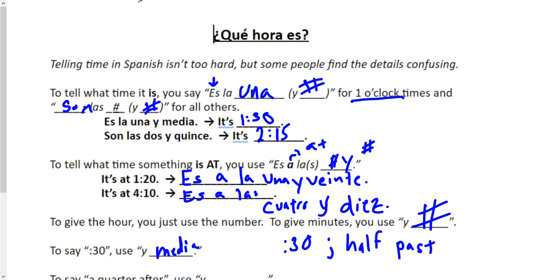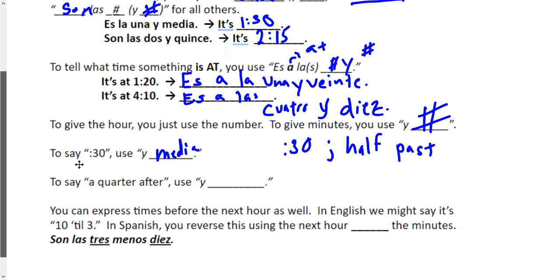Okay? We don't say half past very often in English, but we do still say a quarter after. Quarter after is 15 minutes. So you might hear someone say a quarter after. They're saying it's 15 minutes or quarter of an hour, 1/4 of an hour. So you use e cuarto. And again, if you want to go back to your vocab list and write the 15 or quarter after, you can. Repeat the cuarto. Cuarto.